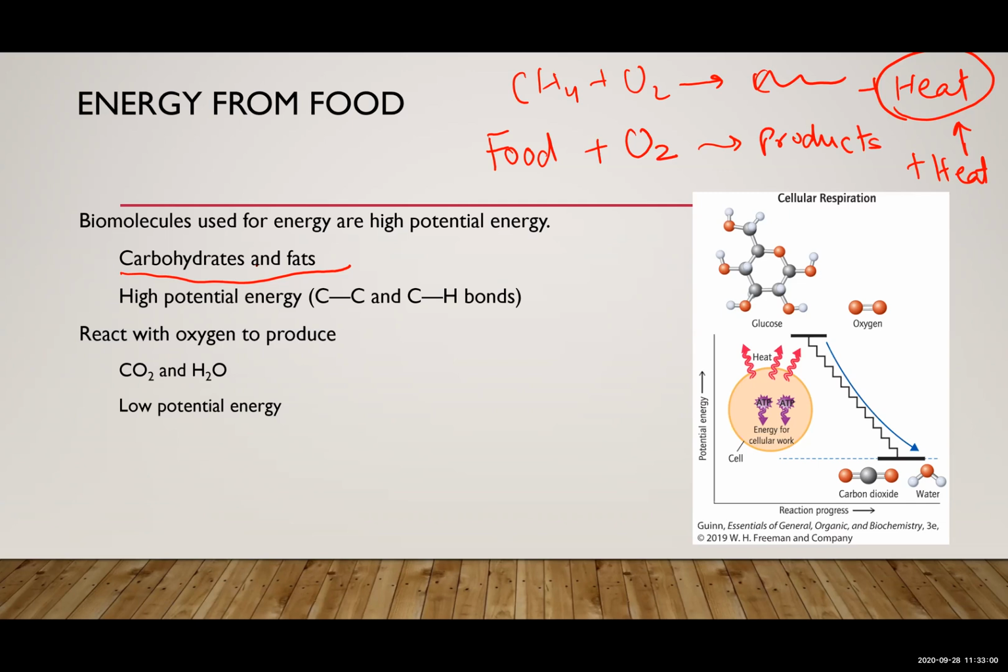For fuel, for energy, our body mainly relies on carbohydrates and fats. So when these molecules, carbohydrates or fats, combine with oxygen inside our body, that reaction takes place at the cellular level. These carbohydrates or fats break down into smaller molecules. Now, carbohydrates and fats have high energy stored in them.